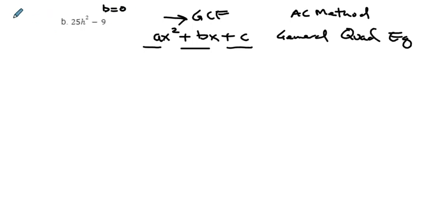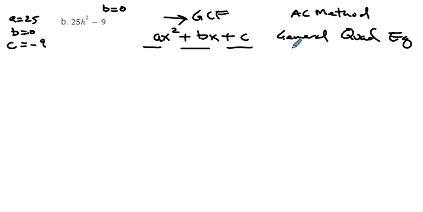So if I go through this, I would say a equals 25, b equals 0, and c equals -9. Remember, you're always including those signs. Signs to the left of all of your terms always belong to those terms. It's like previewing this, saying the upcoming number or monomial or whatever it is is negative or positive. So these are the numbers I'm going to use.